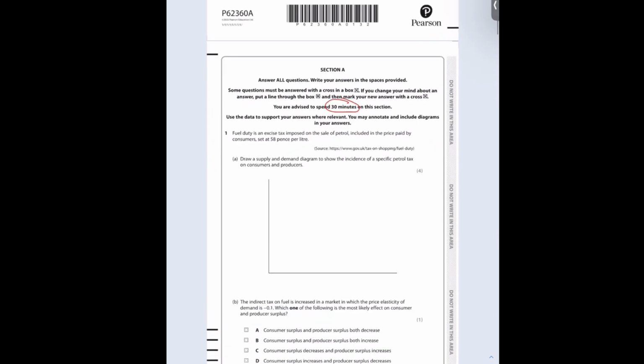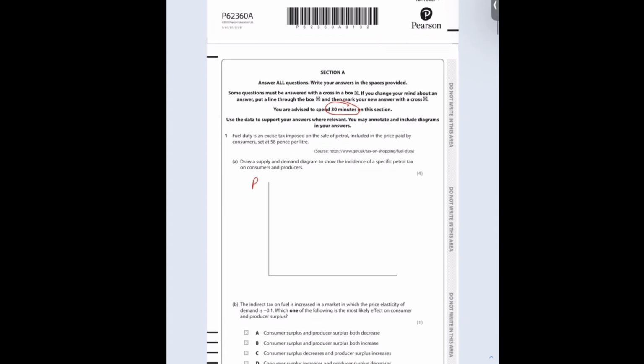So question number one: fuel duty is an excise tax imposed on the sale of petrol included in the price paid by consumers, set at 58 pence per litre. Draw a supply and demand diagram to show the incidence of specific petrol tax on consumers and producers. Okay, so we can definitely do that. We need to draw a demand and supply diagram, as I mentioned. So P and Q, then there's my demand for petrol, and then here's my supply of petrol.